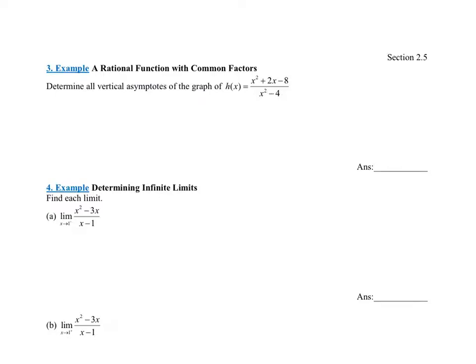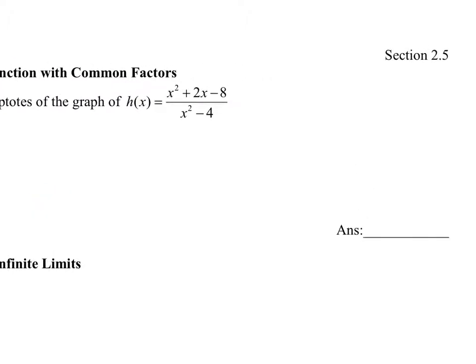Let's get into some better problems here. It says determine all vertical asymptotes of the graph h of x equals x squared plus 2x minus 8 all over x squared minus 4. Let me show you a mistake that a lot of students make.